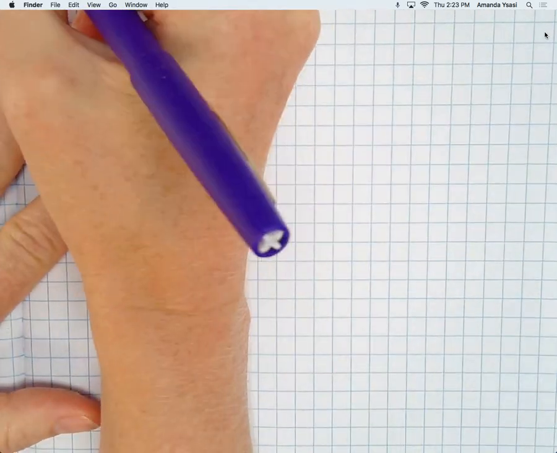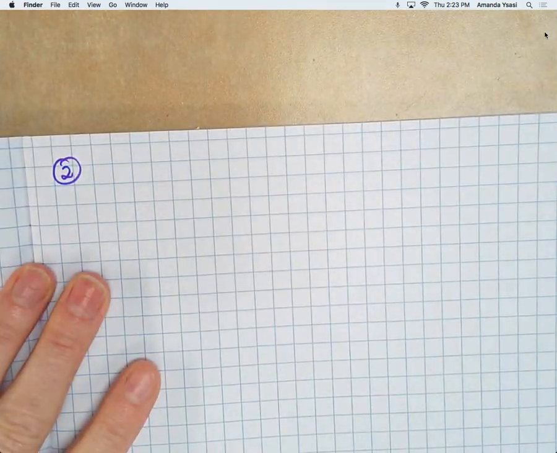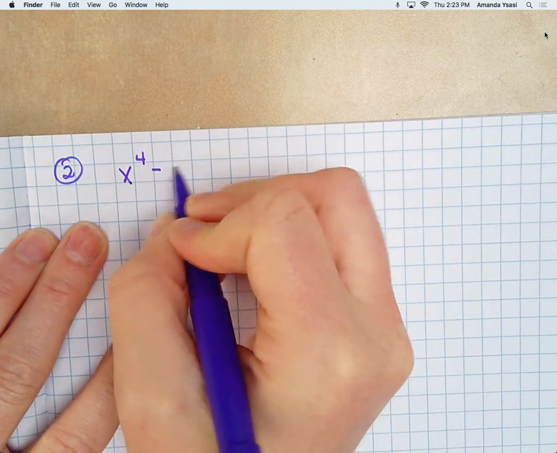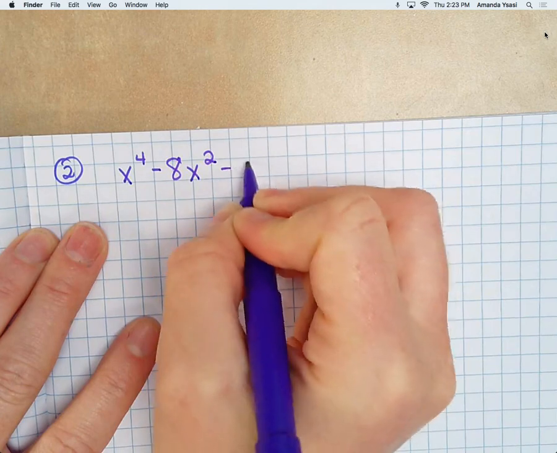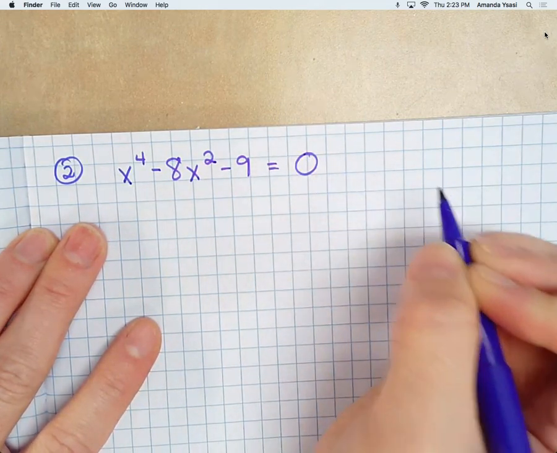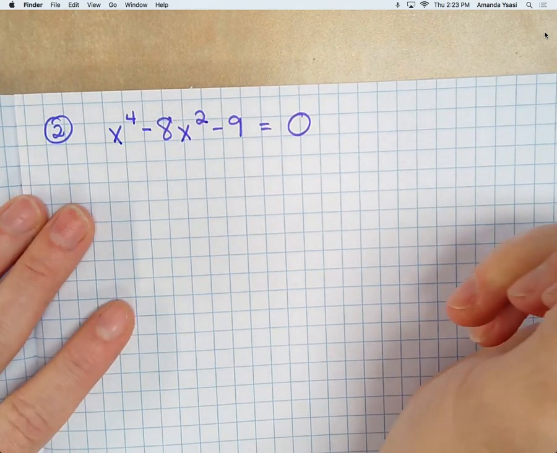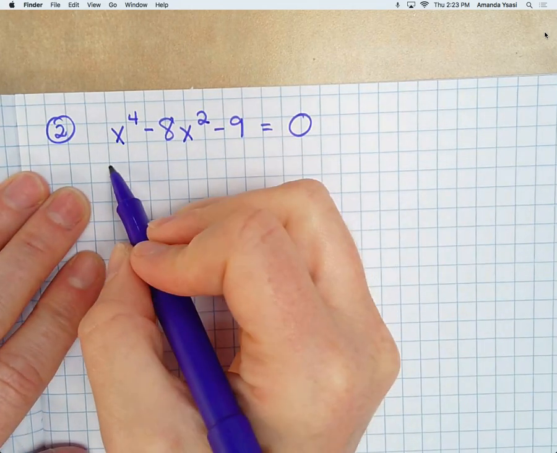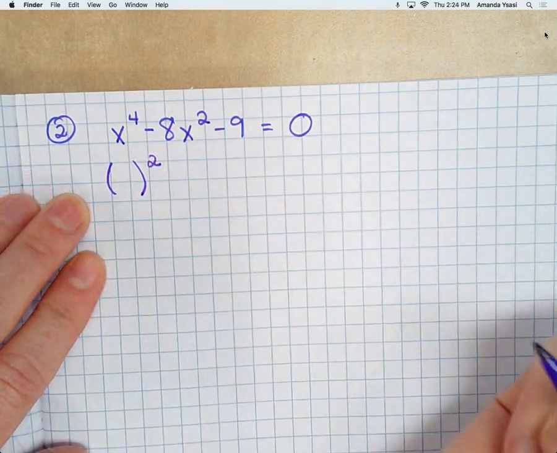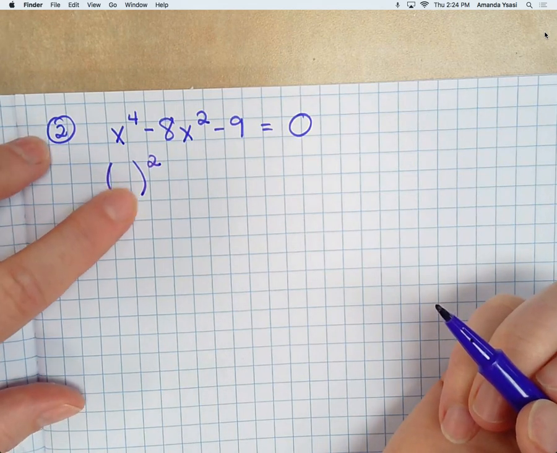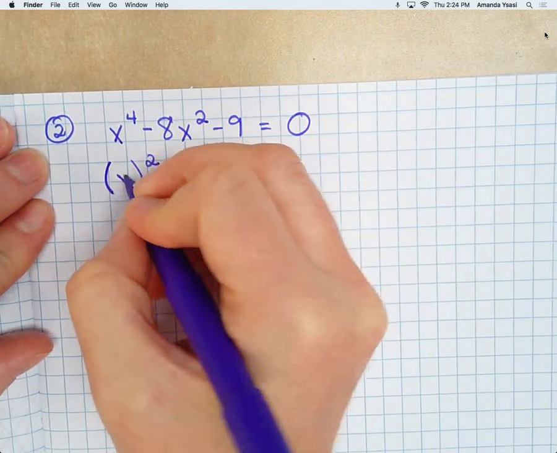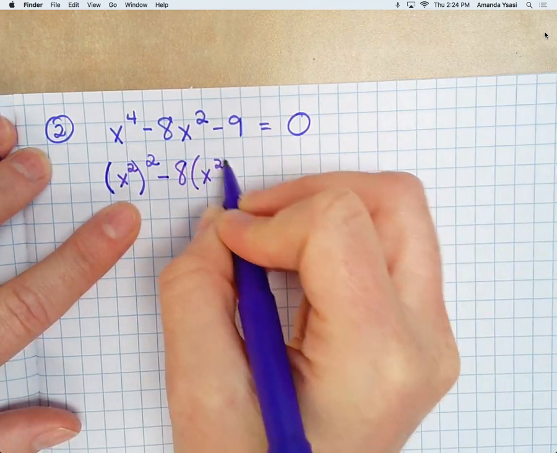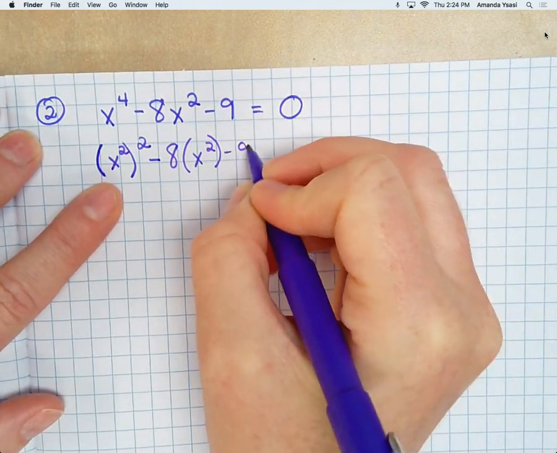Okay, let's go to example 2. x to the 4th minus 8x squared minus 9 equals 0. So we want this to be something squared. So what is that going to be? x squared squared minus 8x squared minus 9 equals 0.